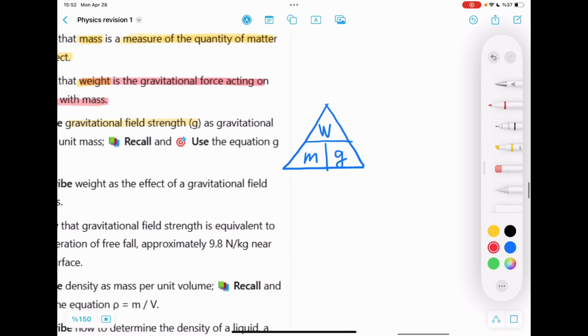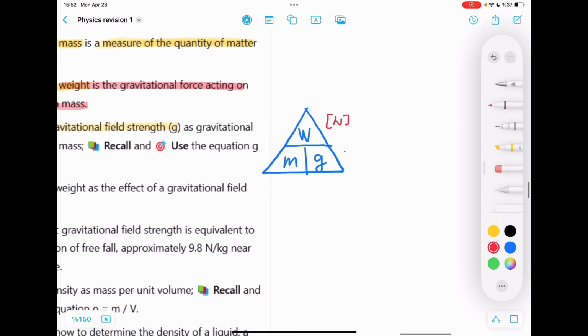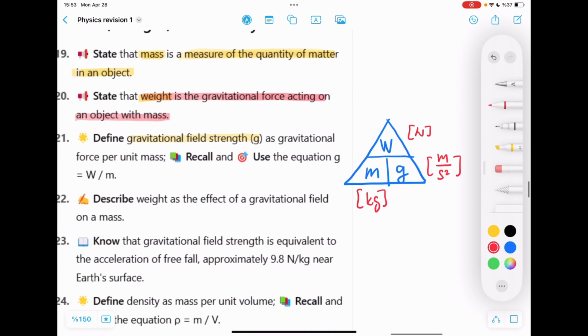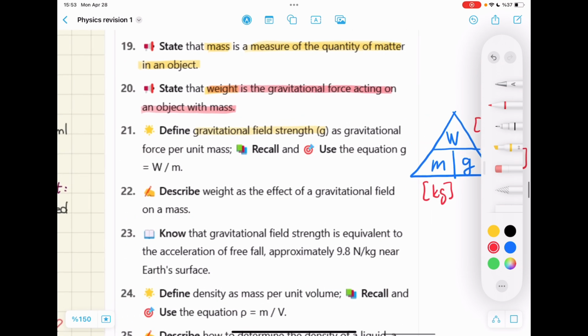Now, weight is in newtons. I'm going to write these units here. And the newton is an SI derived unit. Gravitational field strength will be in meters per second squared. And mass, of course, in this case will be in kilograms, and kilograms are also an SI unit. They are not grams. This is an interesting tidbit in physics, there is a whole story why it is this way, but we're not going to focus on that now.